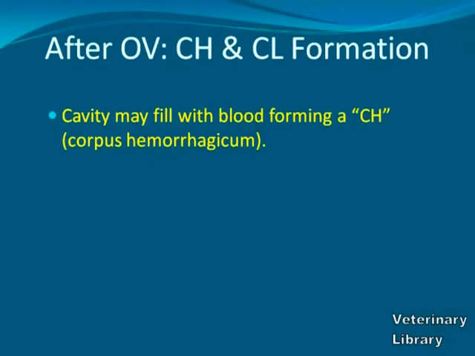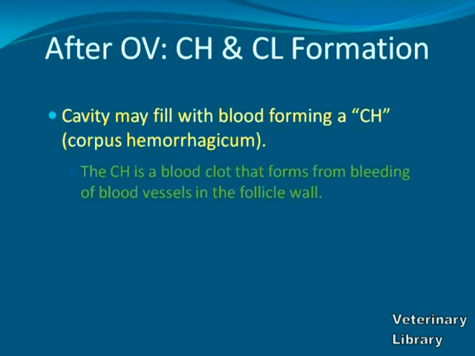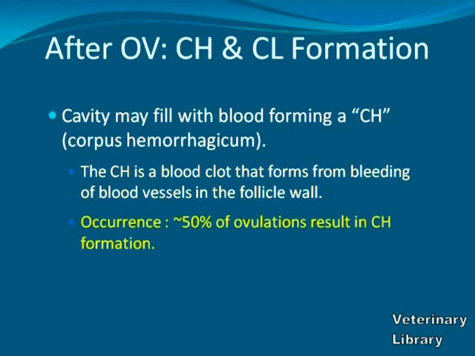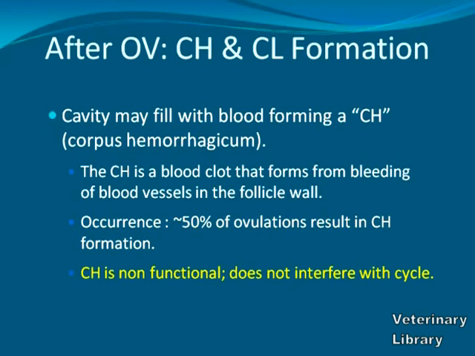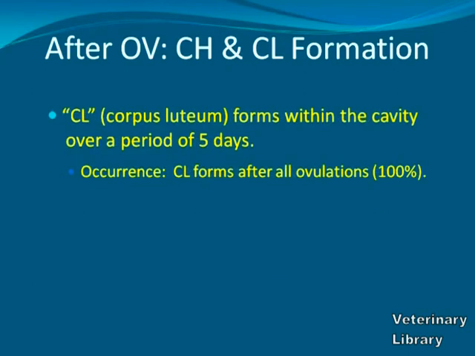Following ovulation, the empty cavity of the follicle may fill with blood and form what is called a corpus hemorrhagicum, or CH for short. The CH is a blood clot that forms from the bleeding of the vessels in the follicle wall when it breaks down during ovulation. Approximately 50% of ovulations result in CH formation. The CH is non-functional and does not interfere with the cycle. Thus, the only significance for our purposes is recognition when scanning a mare.